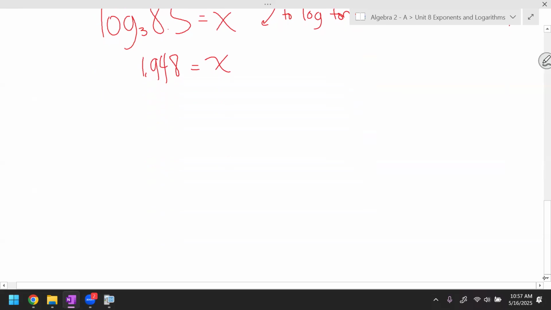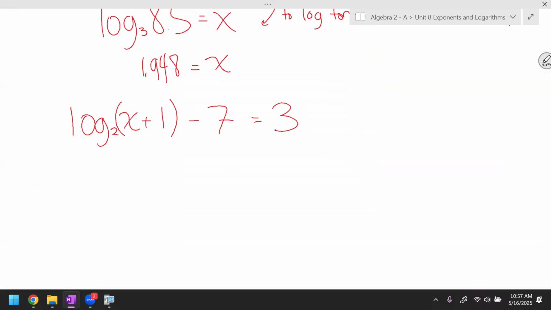let's say log base 2 of x plus 1, minus 7, equals 3. Okay. Log base 2 of x plus 1 minus 7 equals 3. Am I ready to just turn this into an exponential? Do I do 2 to the power of this and 2 to the power of this? Well, I can, but it would be a lot easier to get rid of that 7 first, because remember, I'm taking 2 to the power of the entire thing.